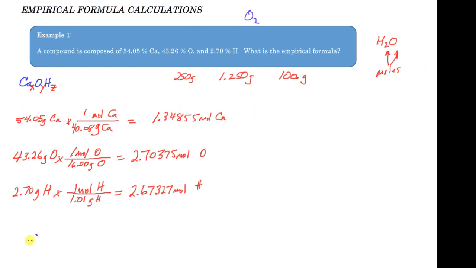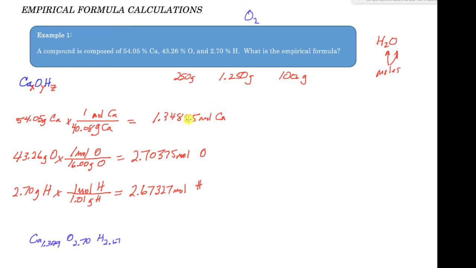So as of right now, I have calcium 1.349 to the oxygen 2.70 to the hydrogen, which is 2.67. So that's a weird formula. I really wouldn't want to write it that way, so I have to get it into those whole numbers.